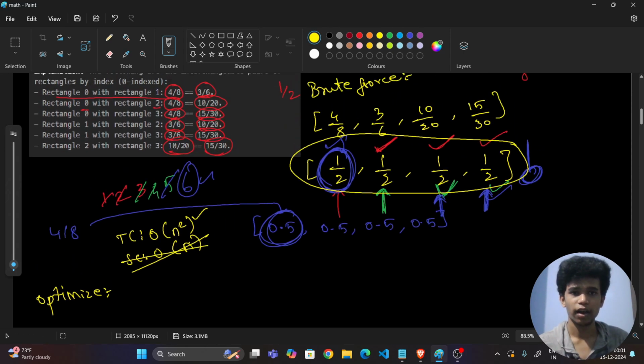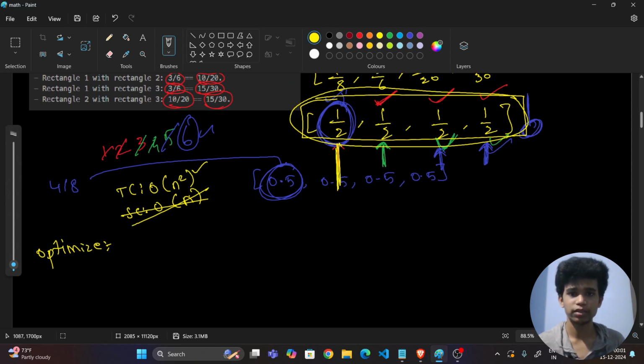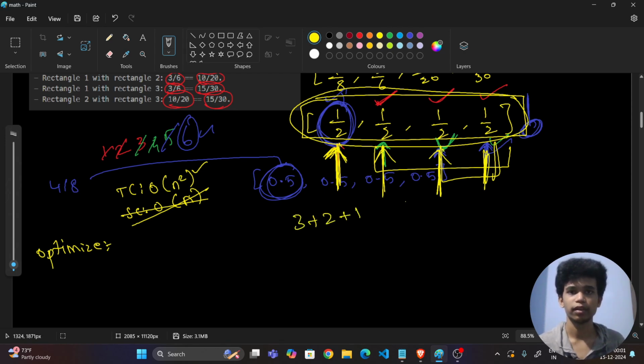First of all, I want to check how many elements have the same ratios, right? See here, a total of four of them have the same ratio. So for this first element, I have 3 pairs. Then for this second element I have 2 pairs. For this third element I have 1 pair, right? In total, 3 plus 2 plus 1, like that.